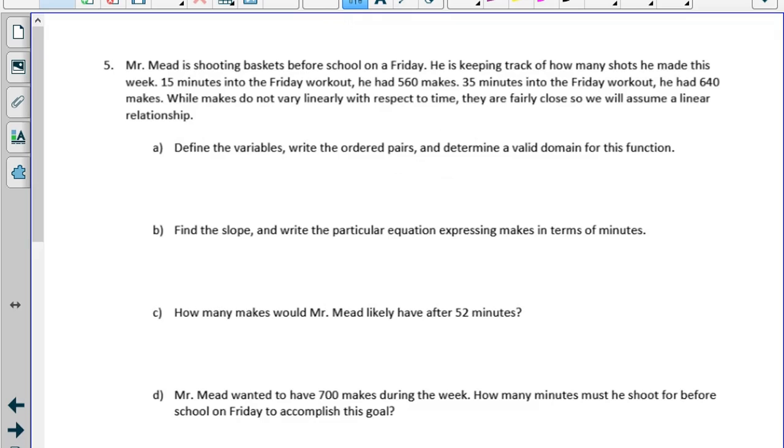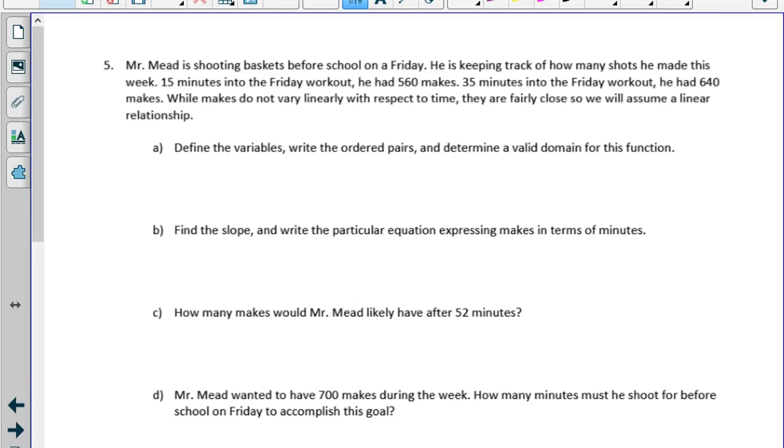Okay, Mr. Mead is shooting baskets before school on a Friday. He's keeping track of how many shots he made this week. 15 minutes into the Friday workout, he had 560 makes. 35 minutes into the Friday workout, he had 640 makes. While makes aren't necessarily linear with respect to time, we're going to assume so just for the interest of making the problem easier. And they're relatively linear, even though some people may be a hot or cold basketball player, like they make all their shots in a row and then miss a bunch in a row or something. We're just going to assume it's linear.